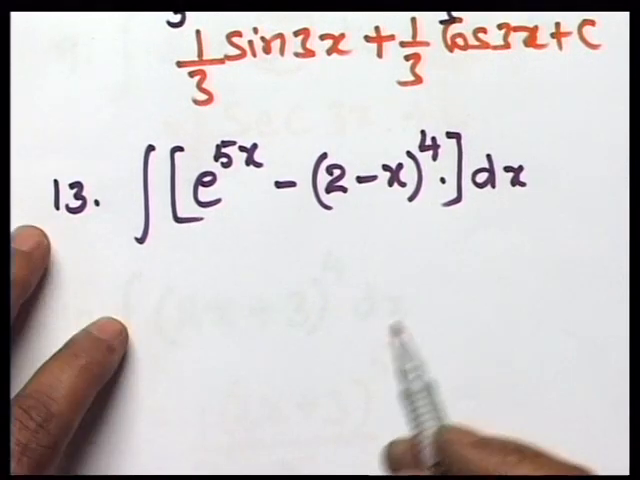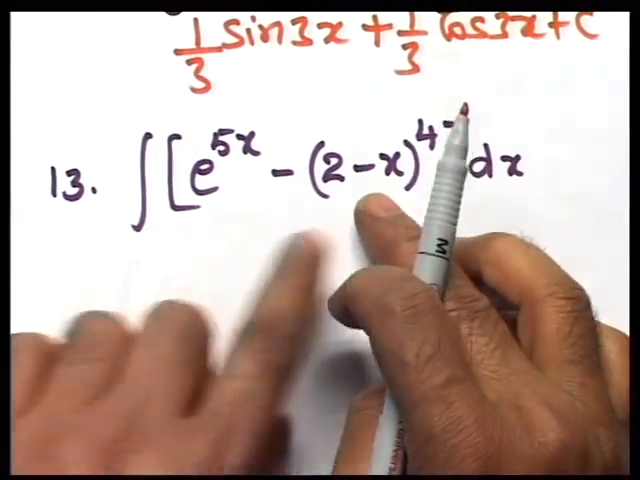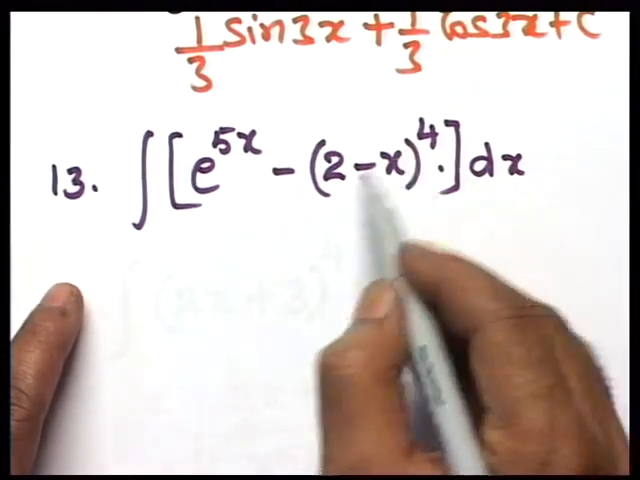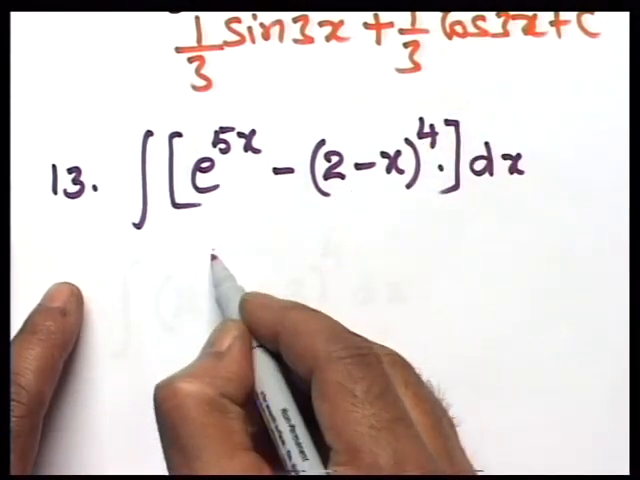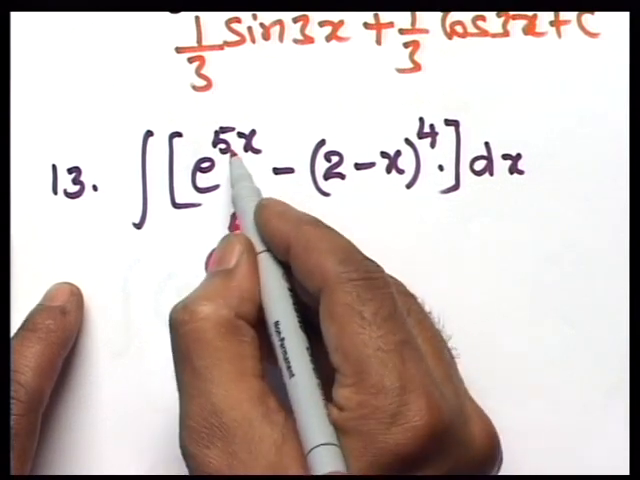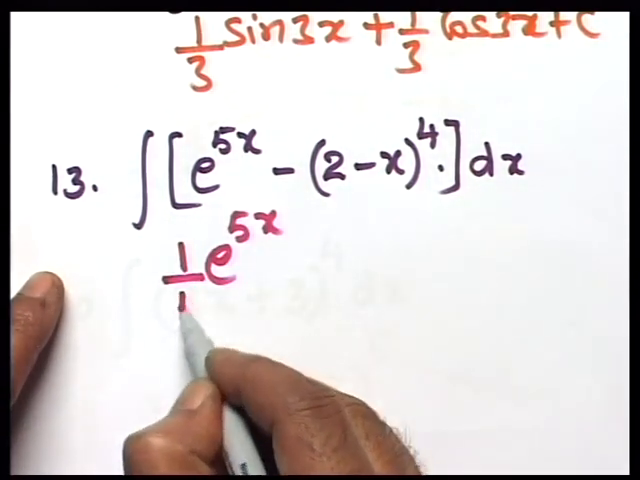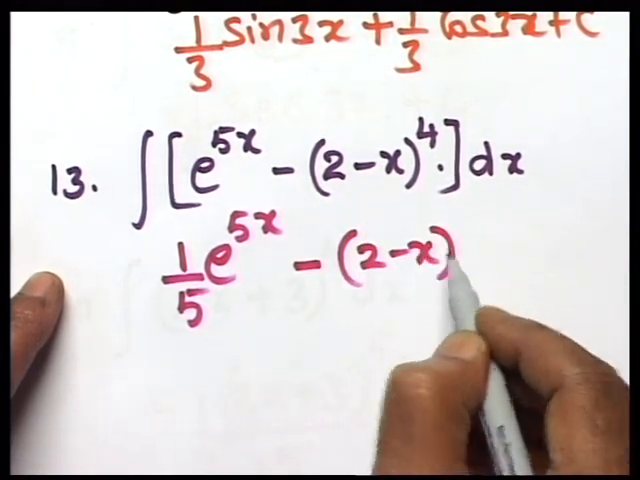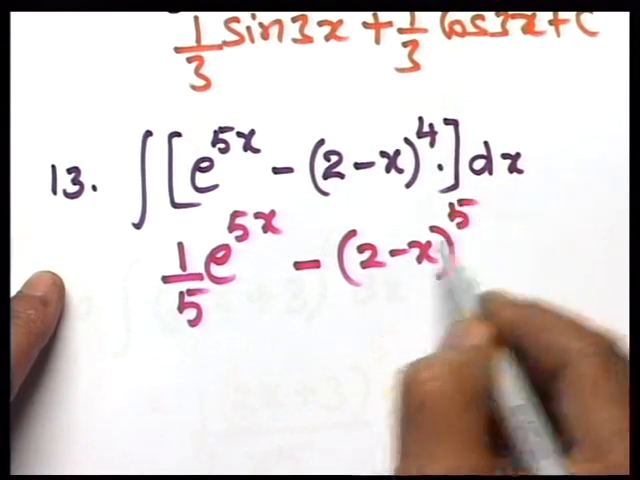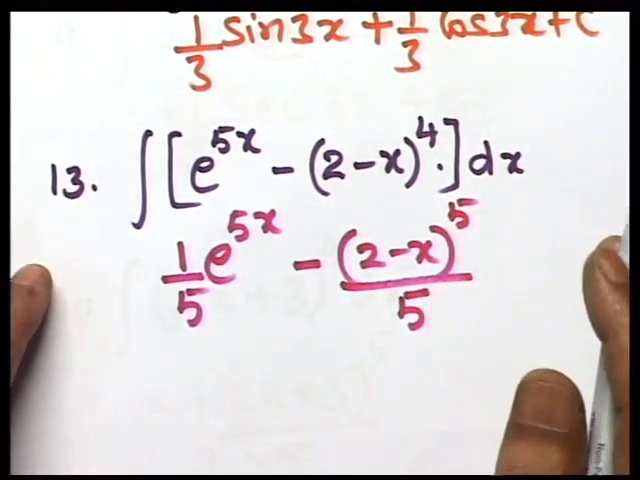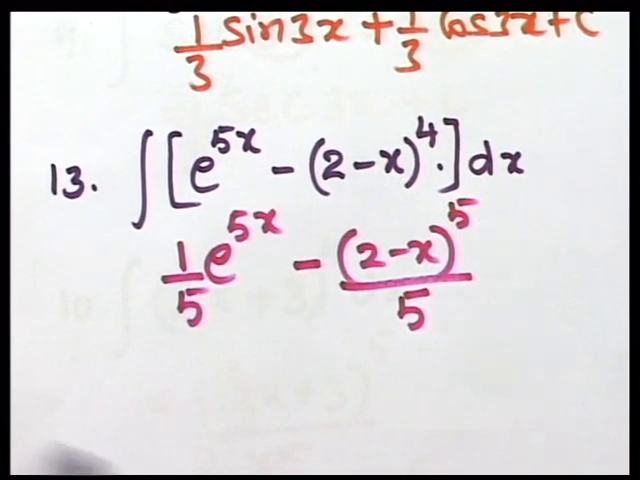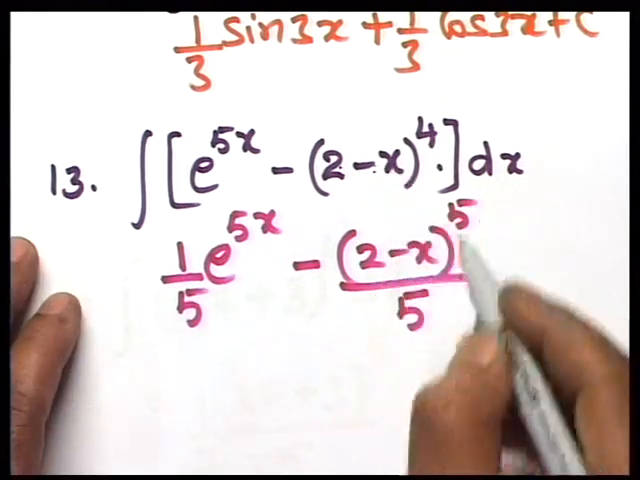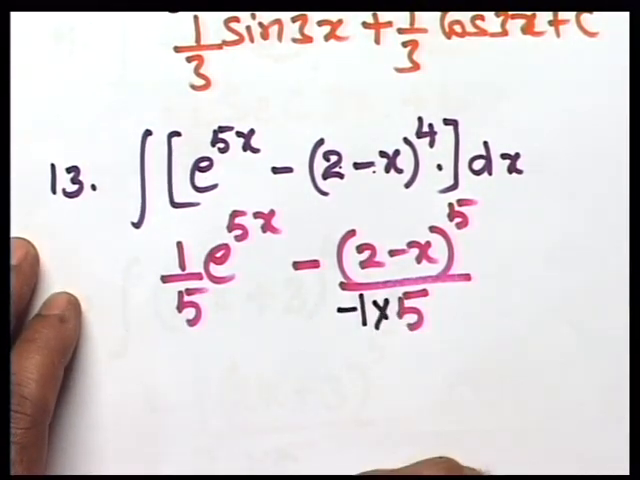Question 13. Two terms separate, they are. That's a standard function, so we can do that. That also is a standard function. So it's e to the 5x, watch, and differentiate a 5. So divide by 5. Minus, bracket comes back, 2 minus x, increase the power, that's a 5, divide by 5, but do not forget to differentiate the bracket. So 2 minus x, differentiation is minus 1. So you get a minus 1 at the bottom, right?